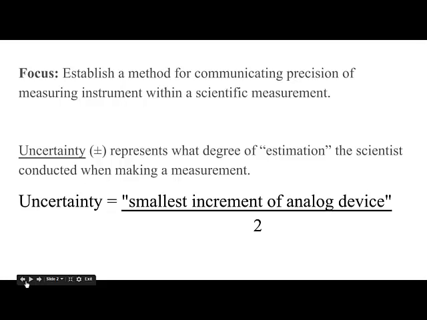We have this plus minus symbol. This basically tells people that we're talking about an uncertainty, and it represents what degree of quote-unquote estimation the scientist conducted when making a measurement. It's a way of communicating how precise your measuring device is. There's a formula: uncertainty equals, in quote, the smallest increment of the analog device, and that whole quantity divided by 2. So let's see how this works in practice.